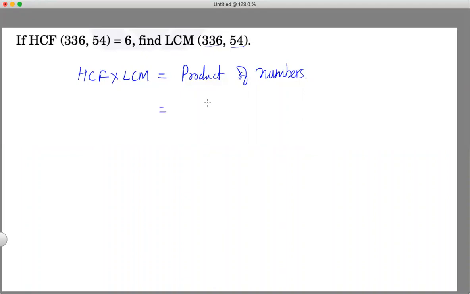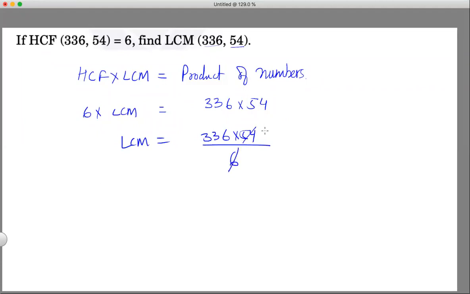So we will say 336 into 54 is equal to 6 into LCM. So LCM is equal to 336 into 54, divided by 6.